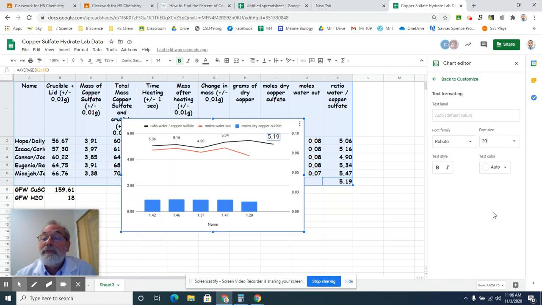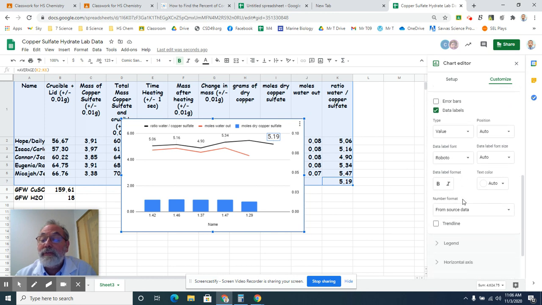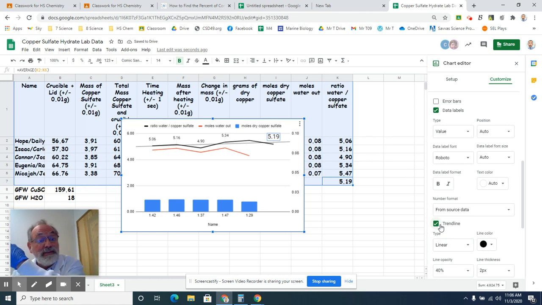And now what I would really think would be useful at this point is I would put in a trend line, because I think a trend line is really meaningful in this situation. So that's kind of showing you what the average ratio would be, which is around 5.19.